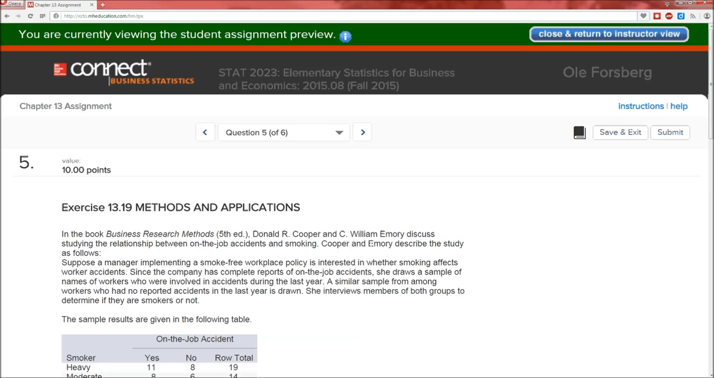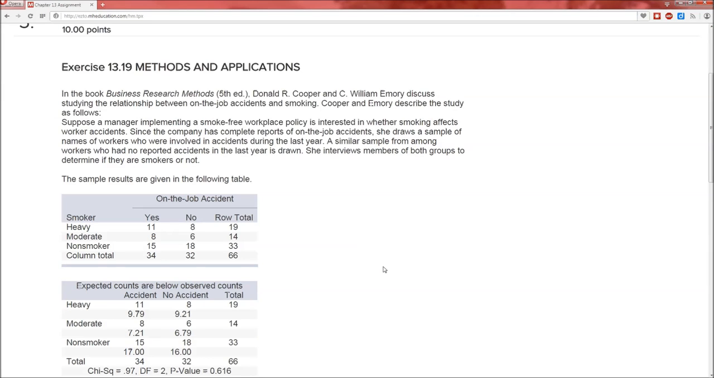And now for problem five. Problem one was a chi-squared goodness of fit test. Problem number five is a chi-squared test of independence. And we know it's going to be a chi-squared test of independence because we're comparing two categorical variables.